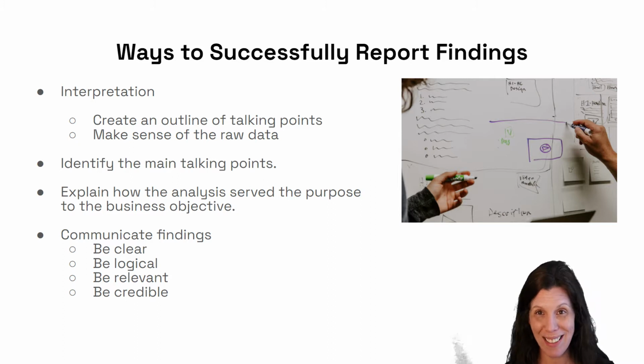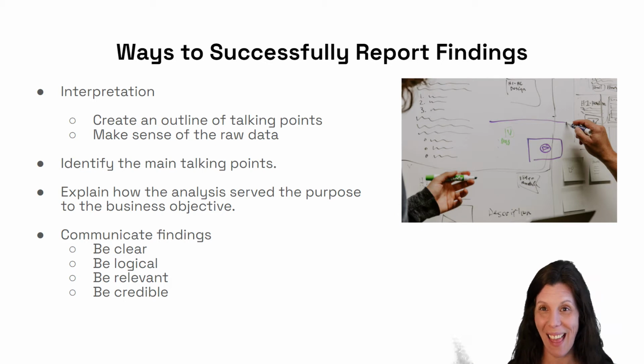Another way to say main talking points is key performance indicators. I know we hear those words a lot together, but there's a reason behind them because they help you explain how the analysis served the purpose to the business objective. To communicate our findings, we want to be clear, we want to be logical, relevant, and credible. Again, this is all coming full circle. We want our data to be credible, we want it to be relevant, and we want to be able to report that clearly and logically.